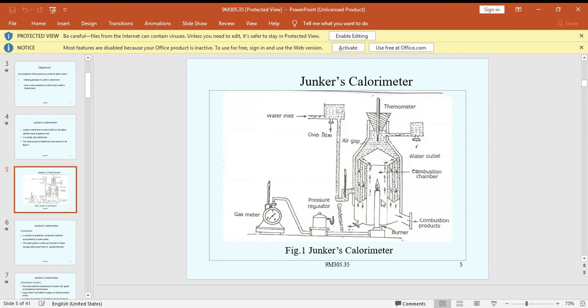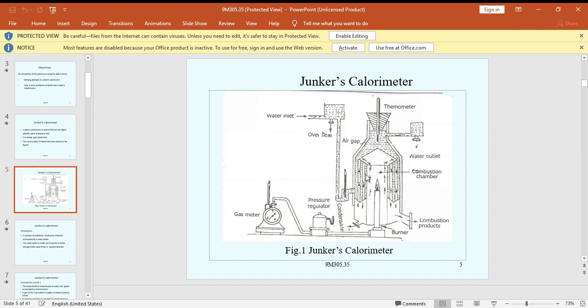In this figure, there is the gas, a gas meter, and a pressure regulator. In this condition, only gas is supplied. The complete combustion products go outside. There is water for cooling, and the water inlet. Water is supplied there, and the outlet thermometer maintains the regulation of the temperature. These are the temperatures. You see the diagram.